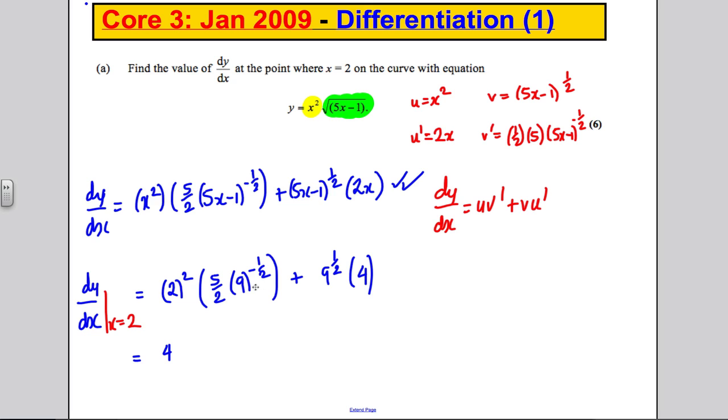9 to the negative half is 1 over the square root of 9, which is a third. So a third times 5 over 2 is 5 over 6. Type this in your calculator if you're not sure what I've done there, but I've done that in my head. 9 to the half is 3. 3 times 4 is 12. And so you've got yourself the following. 4 times 5 over 6, which is 20 over 6, plus 12. 20 over 6, that's 3 and a third, plus 12. So I think you get yourself 15 and a third.